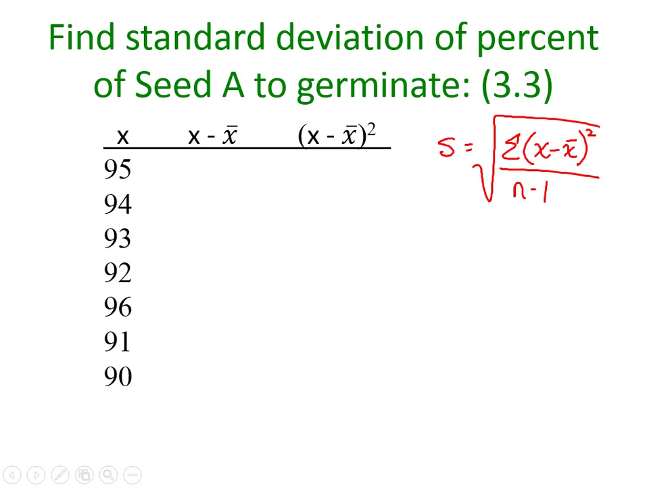So what did we get for the sample mean? Okay, we should be getting 93. When you add them all up, what are you getting? 651. So taking the 651 divided by 7 tells you that the sample mean is 93.